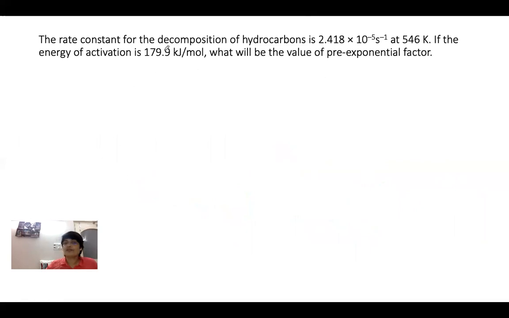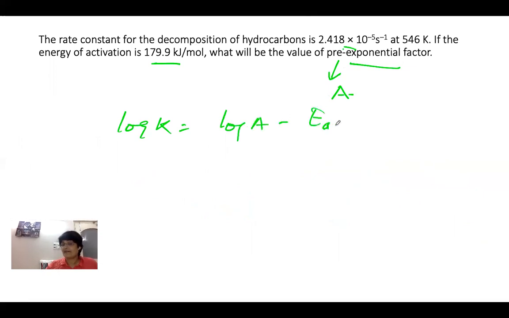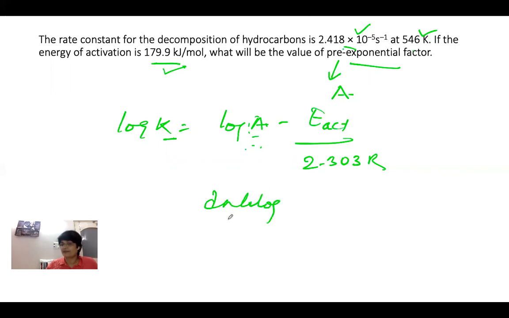In this question also, the rate constant for the decomposition of a hydrocarbon is given. If the energy of activation is this much, what will be the pre-exponential factor? The pre-exponential factor we have written as A. So log K is equal to log A minus E act upon 2.303 R. K is here, temperature is also given, 546, and energy of activation is also there. They are asking you to find A, and I think I have explained how to get the anti-log. You will have to use the anti-log system here. All these values are there.